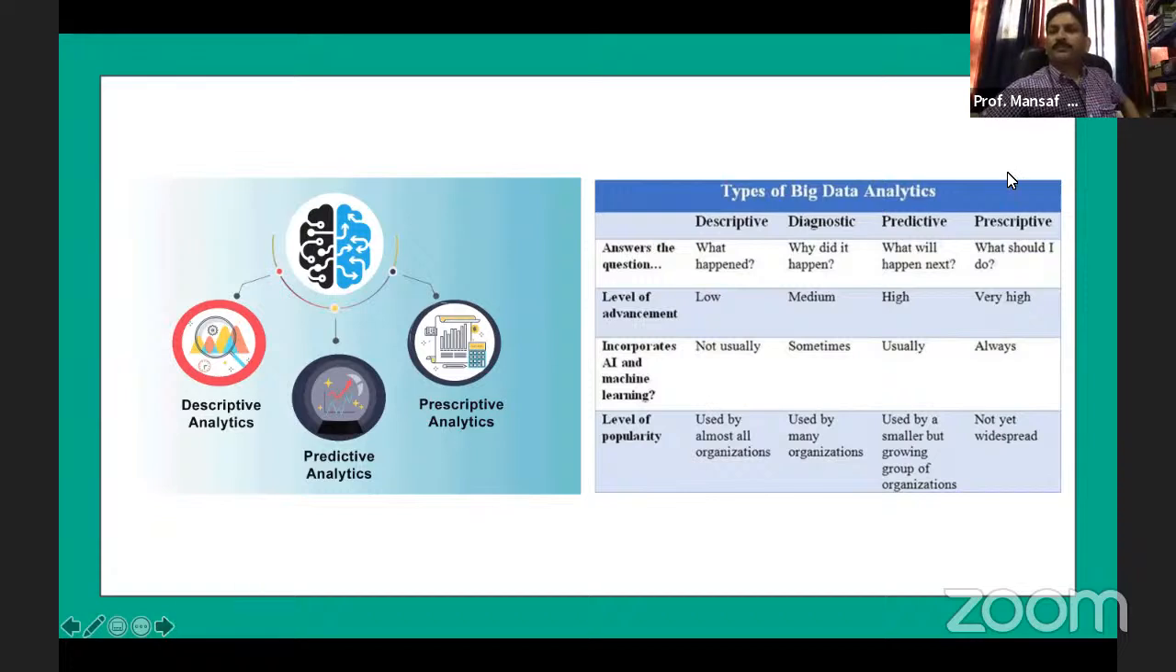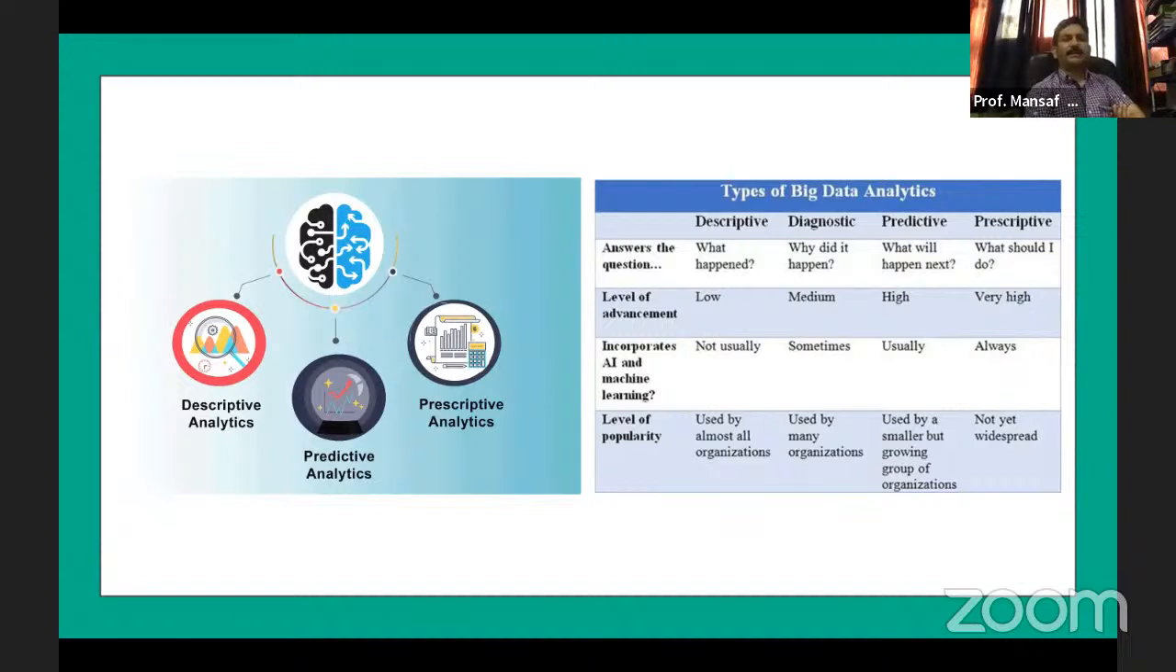And the fourth type of data analytics is known as prescriptive. If you want to know from the data what should I do, then definitely you go for prescriptive big data analytics. And the level of advancement is very high.